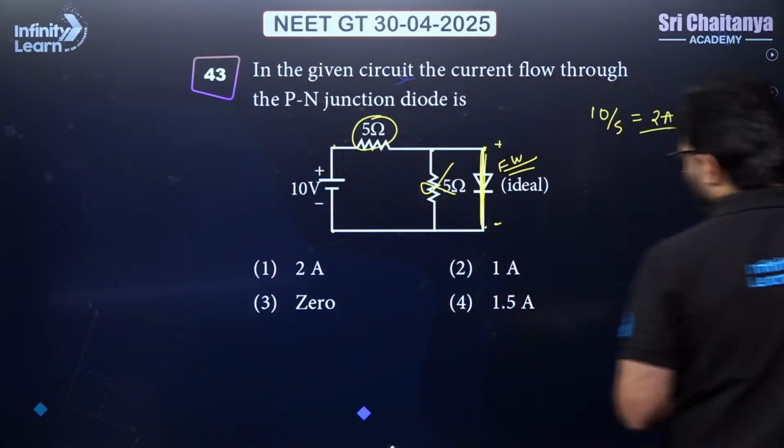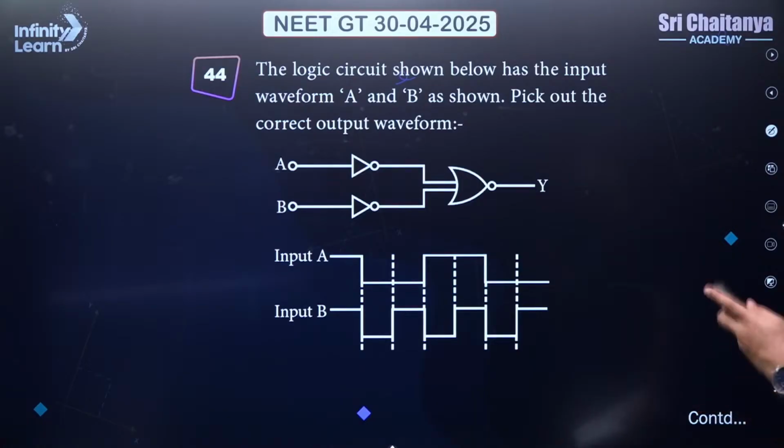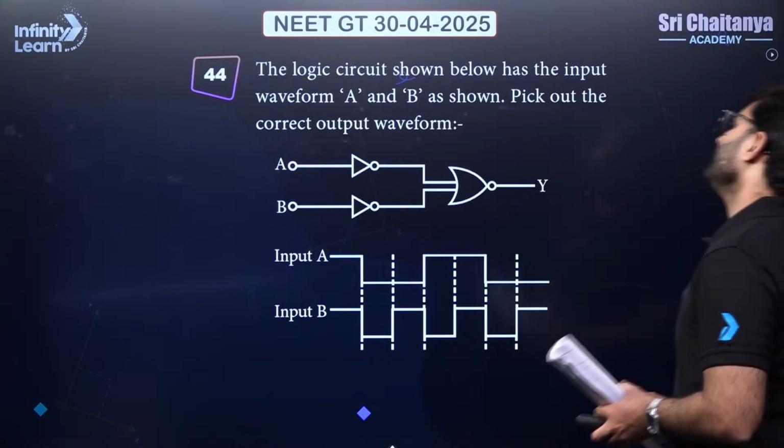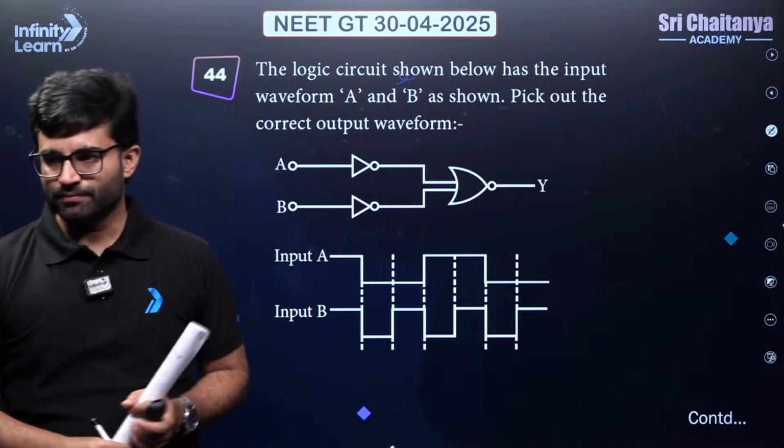Next, the logic circuit. Who was asking the logic circuit? The logic circuit shown below has input waveforms A and B as shown. Pick out the correct output waveform.